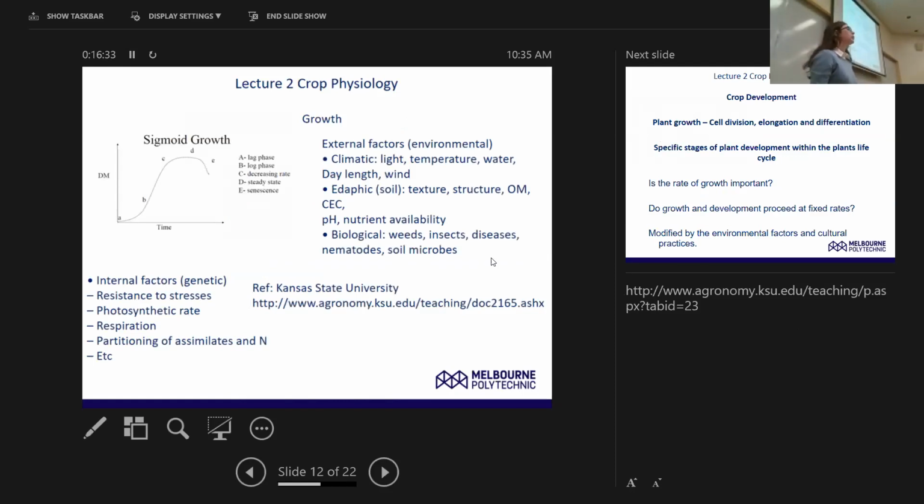I want to talk you through very quickly a sigmoid growth curve, because this is what is most typically found with plants, and this is how they tend to grow. So what we have here, this DM axis on the left-hand side of this graph. This is so exciting, having a graph in your second lecture, eh? Or third lecture. So we have DM, which is dry matter.